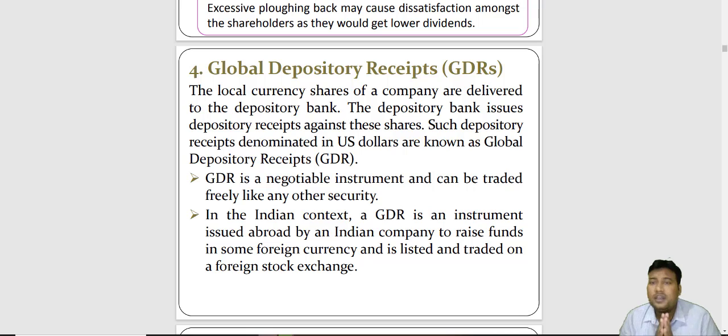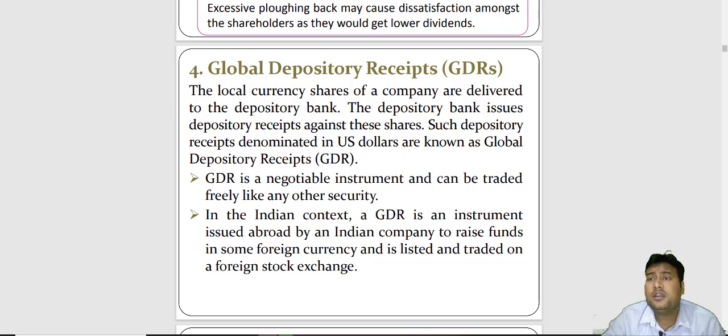Now look, what MCQ will come from here? GDR is generally dealt in which currency, child? US dollar. Okay. Who issues the GDRs? The depository bank. Depository bank will issue the GDR. Why is the GDR needed? When a company needs finance from abroad, outside of the country, foreign investment, foreign currencies, then they issue the GDRs, Global Depository Receipt.